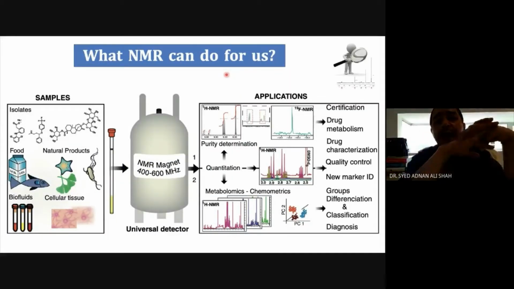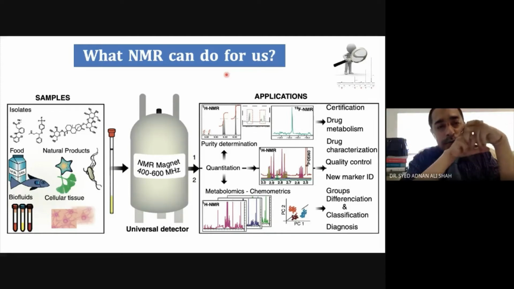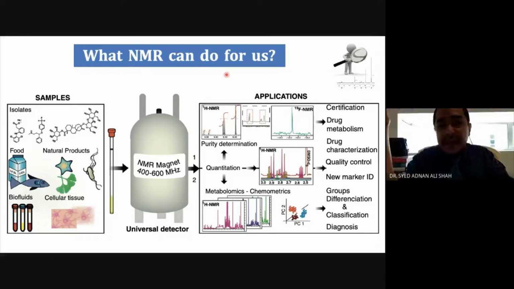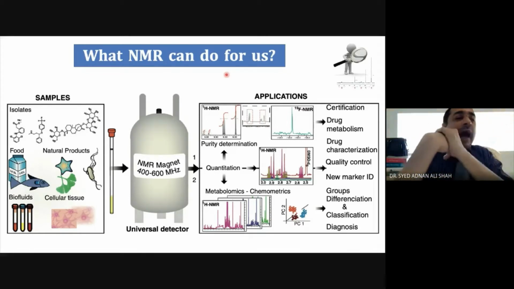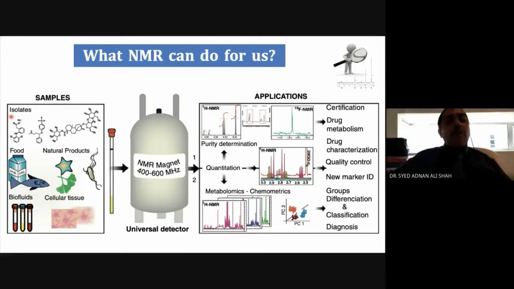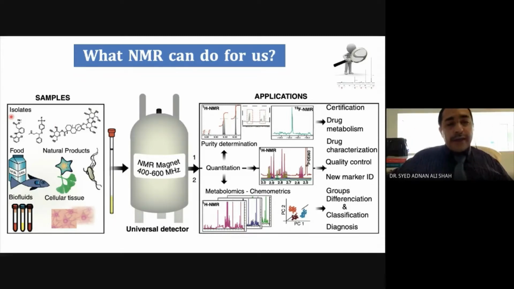So the question is, what can NMR do for us? What will be the sample for the NMR? You can use any sample for analysis purposes, for example the isolates or any other compound isolated from a natural product. Usually people have the concept that only a pure compound, isolated from a natural product, can be analyzed by NMR. But NMR is now declared as the universal detector.